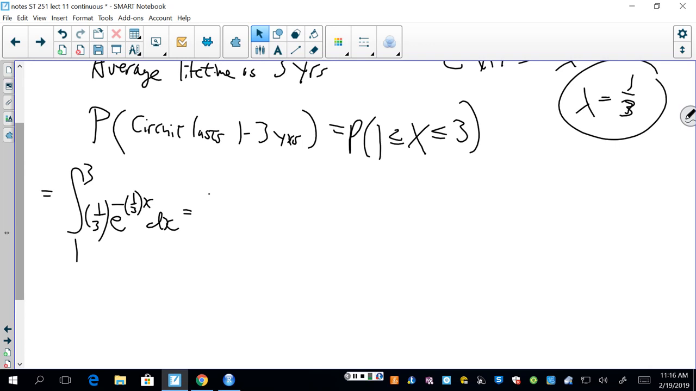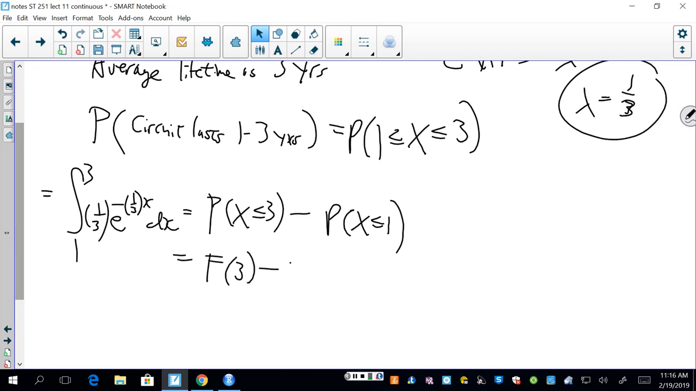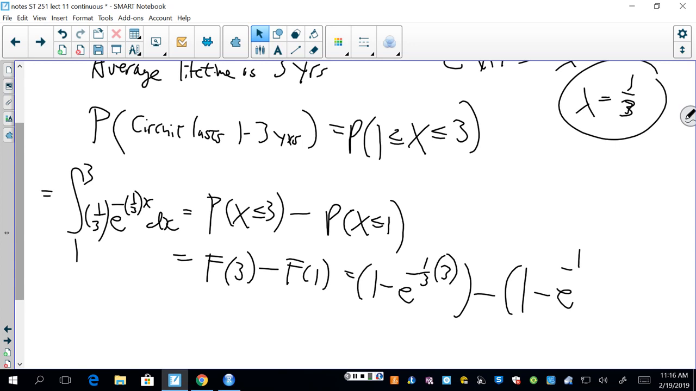This is also the probability that x is less than or equal to 3 minus the probability that x is less than or equal to 1. If you think about taking less than or equal to 3 and then chopping off the lower parts, this is the cumulative distribution function at 3 minus the cumulative at 1. The cumulative for this was 1 minus e to the negative 1/3 at 3, minus the cumulative 1 minus e to the negative 1/3 at 1.